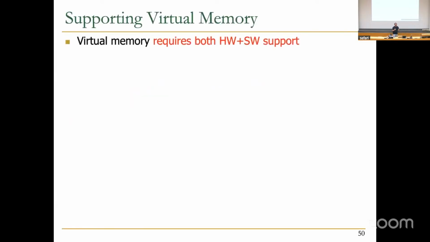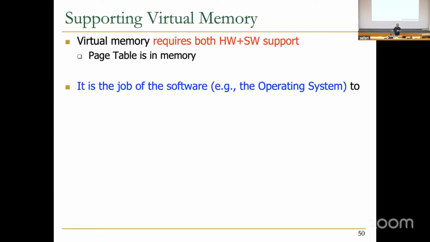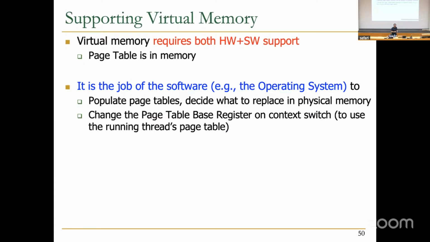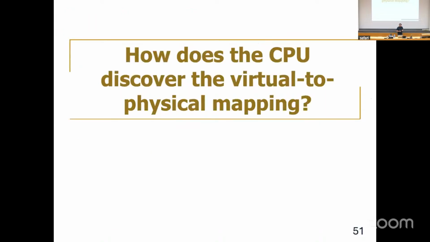So to support virtual memory and the address translation process, we require support from both the hardware and the operating system. The page table is stored inside the memory, and it is the job of the software of the operating system to populate the page table and decide what to replace in the physical memory. We talked about the page table register before. Given that the page table is a per-process structure, the page table register needs to change every time we run a different process in the system. We cannot use the same base pointer to the page table. Third, we need to handle page faults and ensure the correct mapping. I'm going to talk about page faults in a bit.